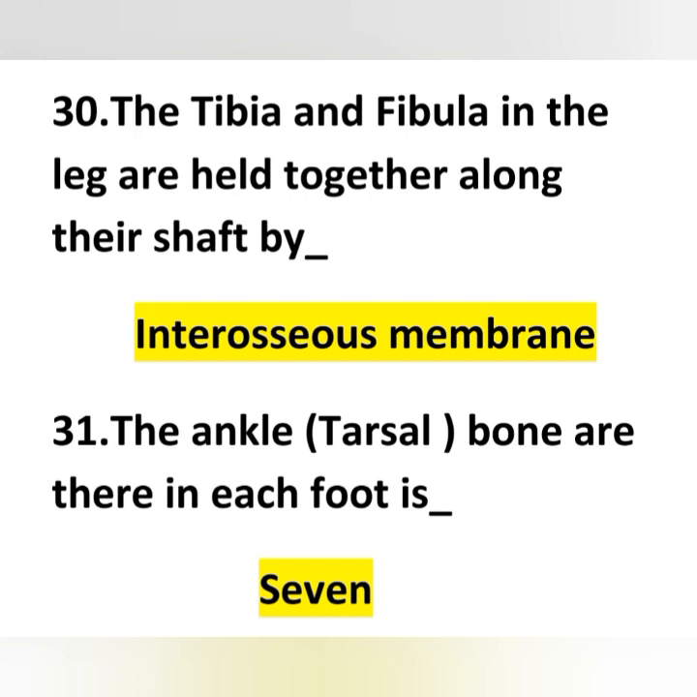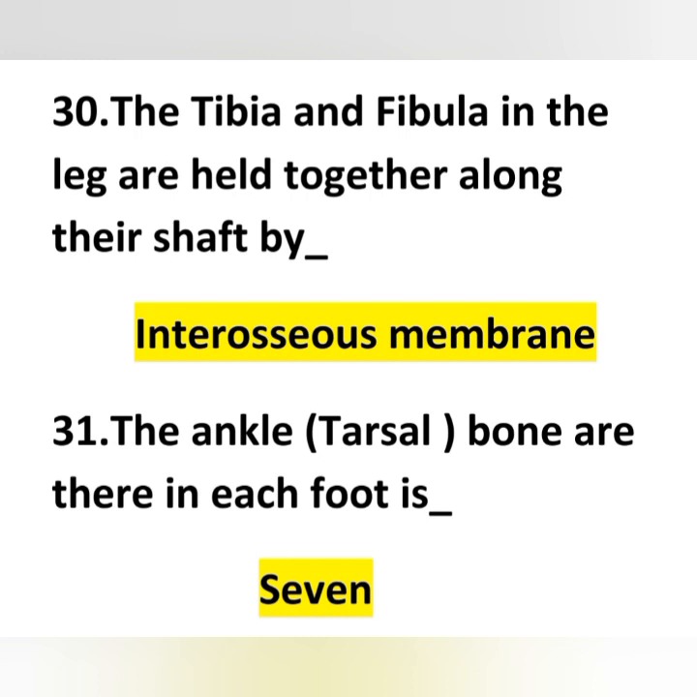And the next point, both the tibia and fibula in the legs are held together along their shaft. That is, both tibia and fibula are held together by the interosseous membrane. And the next point, the ankle bones are the tarsal bones. There are 7 tarsal bones in each foot. In each foot, 7 tarsal bones.